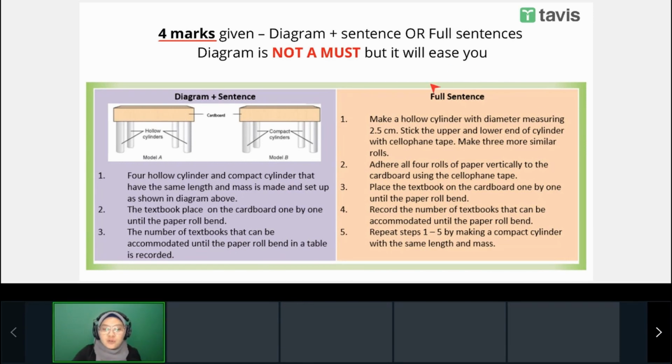Okay, if you don't like to draw a diagram, you can use a full sentence, but you have to mention one by one. You have to say how you want to make the hollow cylinder, what the diameter of the cylinder is, and how you set up the apparatus. You have to inform one by one. A diagram is not a must, but it will ease you. You don't have to write a lot.